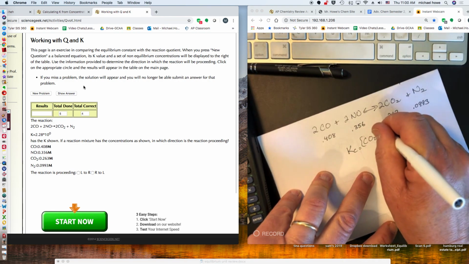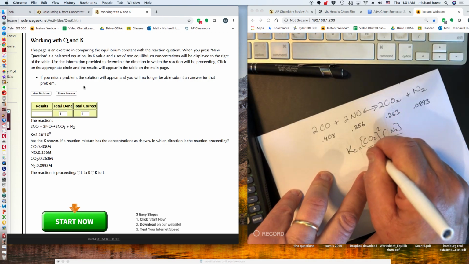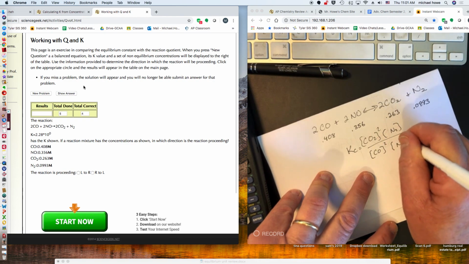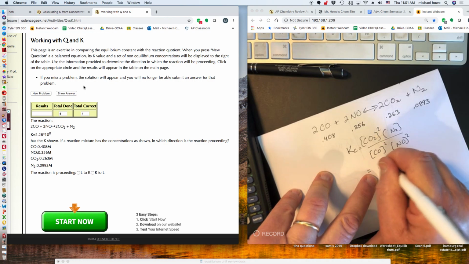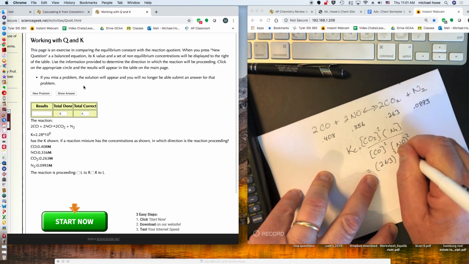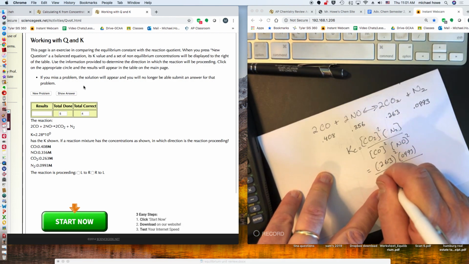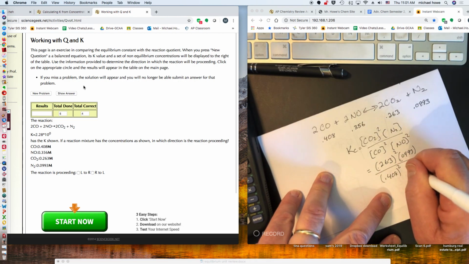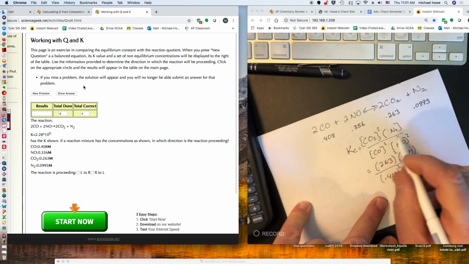concentration, that'll be squared, multiplied by the N2, divided by the CO, that will be squared, and by the NO, which is also squared. Plug the numbers in, CO2, 0.263 squared, N2, 0.0993, not squared, 0.408 for the CO, that'll be squared, 0.356, and that's squared because of the coefficients.